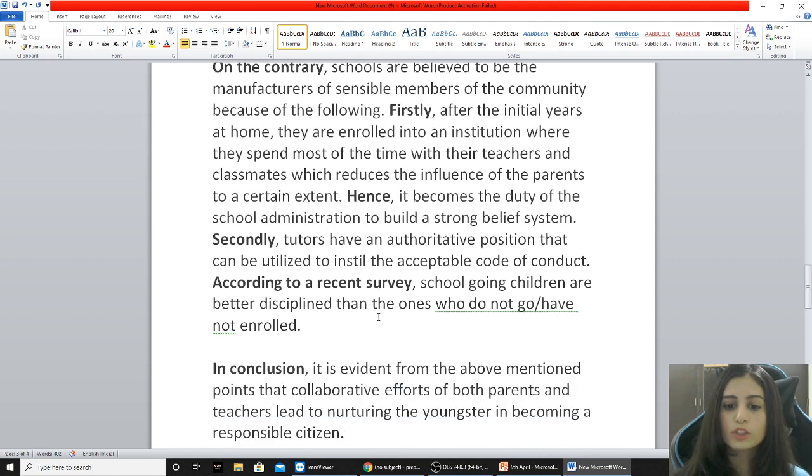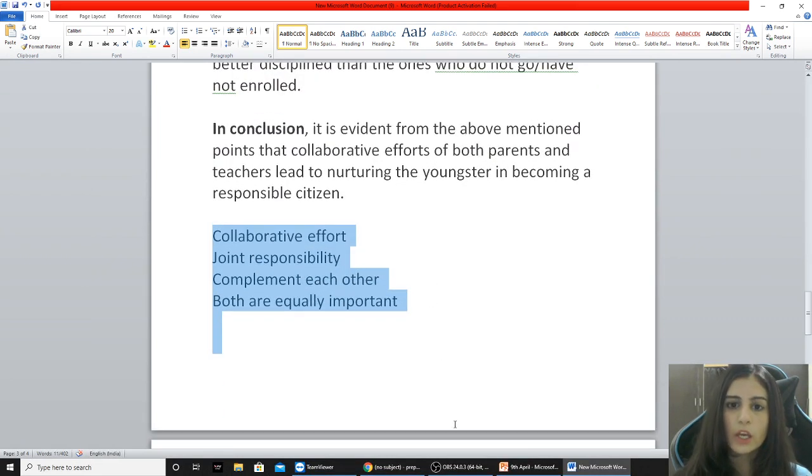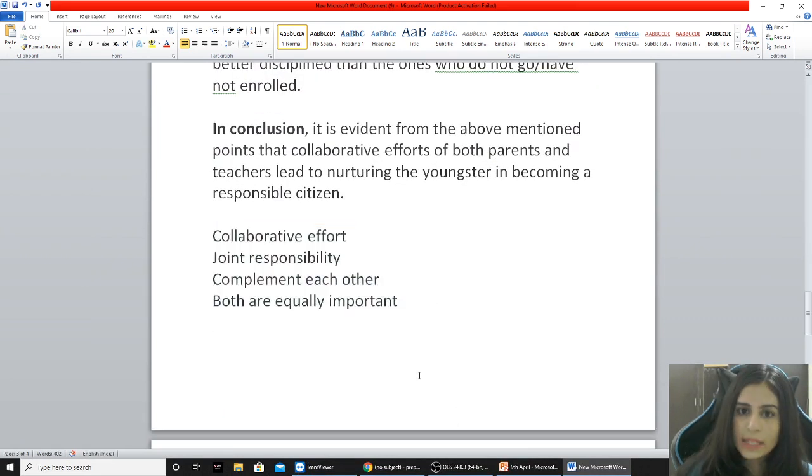In your conclusion, instead of writing these words which showcase 50-50, you will write that one is more than the other. As you have mentioned here, you will say that, in my opinion, schools have a little more responsibility, or schools should be focusing more on nurturing the student or the pupil in becoming a good citizen by giving them moral education as compared to parents. All right.